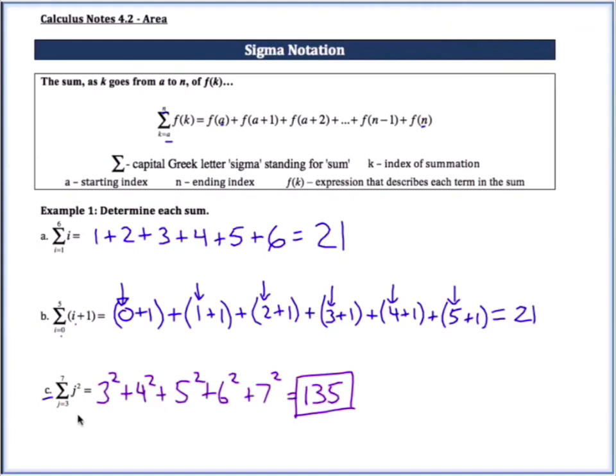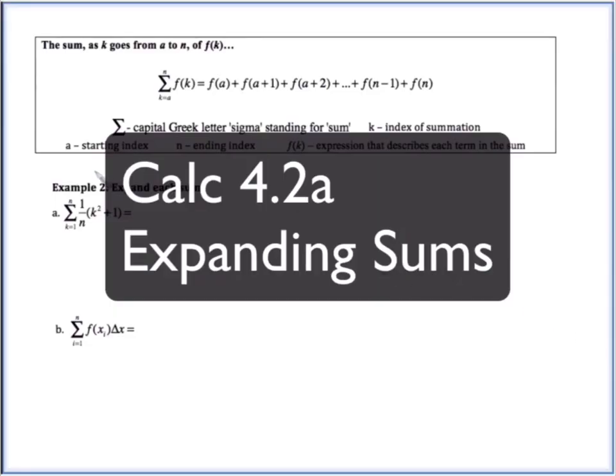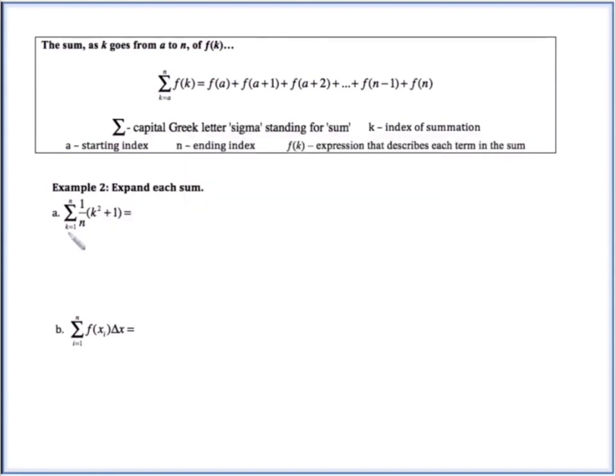All right, welcome back. You should have gotten this for your work and 135 for your answer. Next we want to talk about expanding each sum. Now we want to go, as k goes from 1 to n, find the sum of 1 over n times k squared plus 1. So notice in this case we have two variables. We have an n variable and we have a k variable.